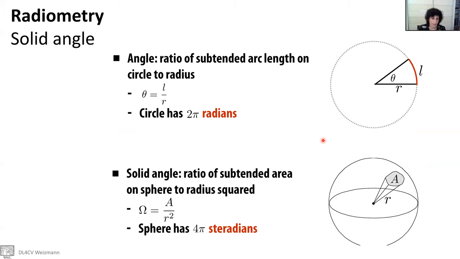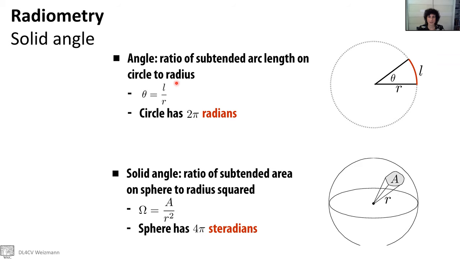So far we spoke about how we measure the energy per time per unit area. However, it turns out that we also need to measure the energy per direction. In order to do this, we would like to divide the space not only by areas, but also by direction. To do this, we'd like to understand what a solid angle is. So let's start from something which you're all familiar with.